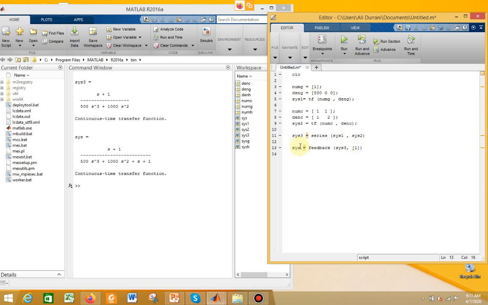Okay, so let me define it as system 4, and let's see what the result is.